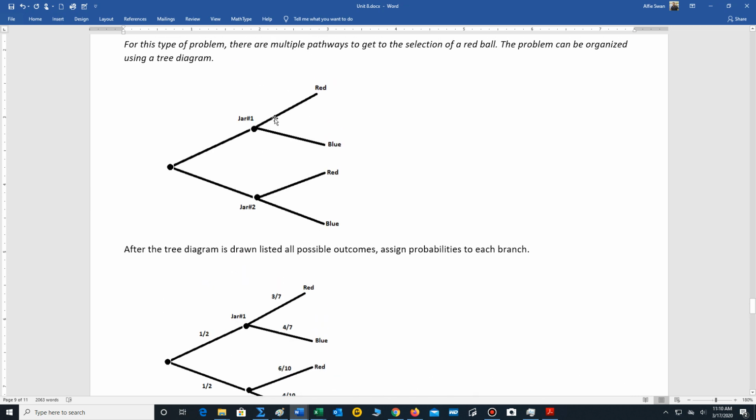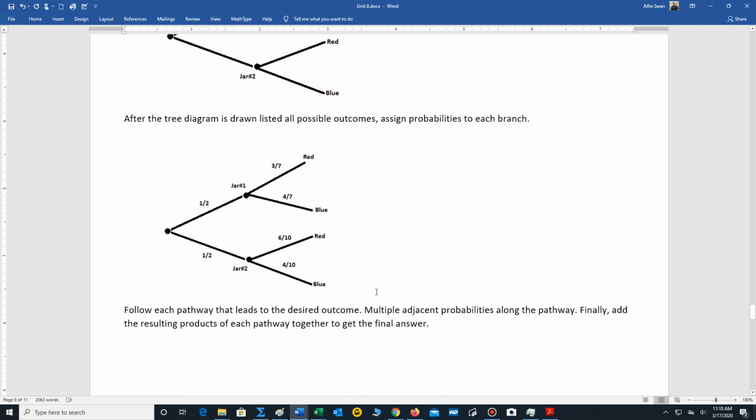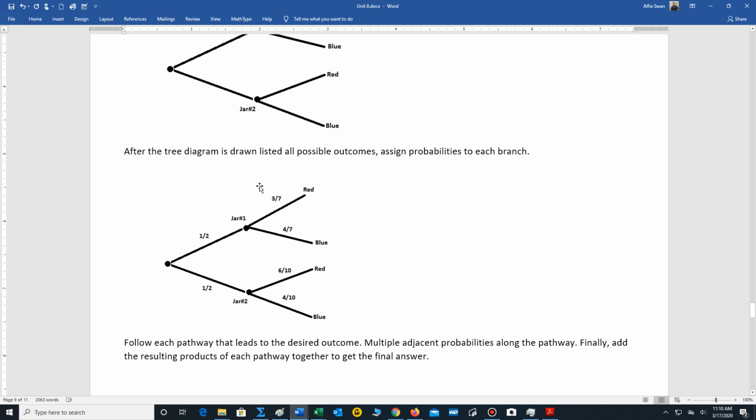So after we've constructed our tree diagram, we then assign probabilities to each branch. So remember, we have 2 identical jars, so the chance of selecting jar 1 is 1 out of 2 chances. And the chance of selecting jar 2 is also 1 out of 2. And I want to point something out here. When the branches emanate from one of these nodes, the probabilities must always add up to 1. So 1/2 plus 1/2 is 1. And that's going to hold for each node.